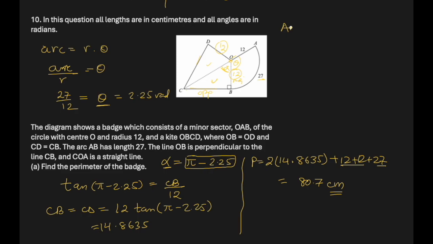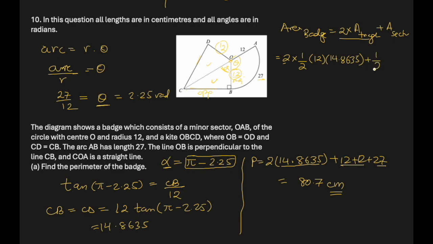So area of badge equal to 2 times area of triangles plus area of sector. That's it. Okay. So let me write here. 2 times area of triangle will be half base. Let me call 12 as base. And the height I got was 14.8635. I'm writing this big number because I don't want to get too off from the main answer. So this is the area of triangle and 2 times plus area of sector.